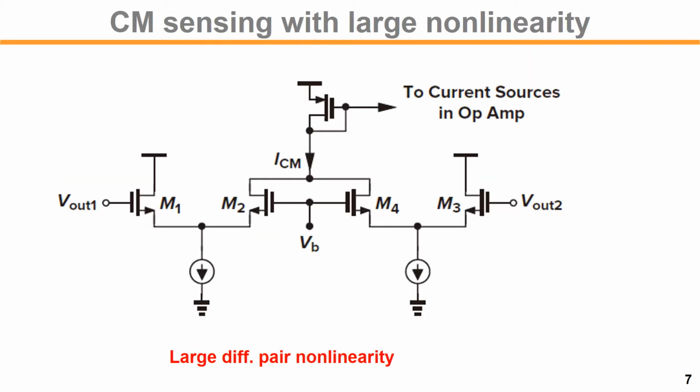Another technique is using the common mode sensing here. We apply the reference voltage VB and out1 and out2. If the common modes of out1 and out2 are the same as VB, then this current will be equally balanced. The I0, let's say I0 over 2, I0 over 2, right?